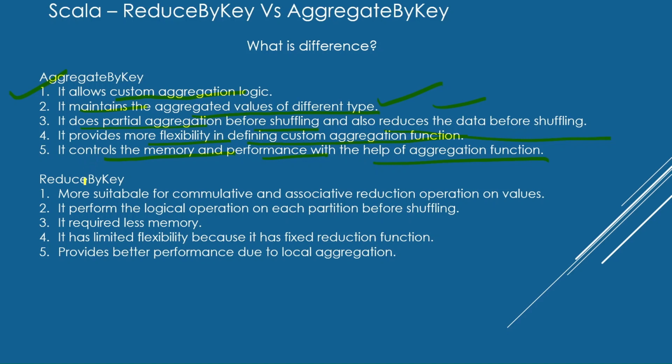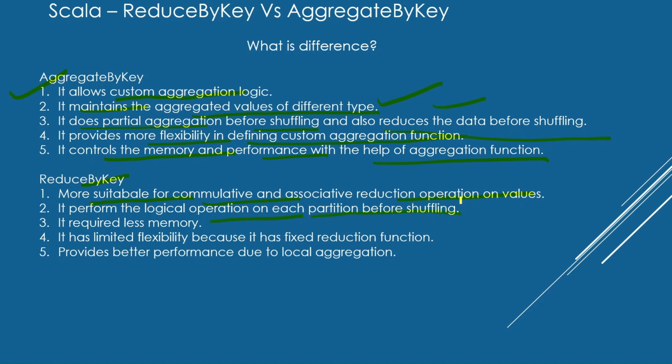Let's talk about reduceByKey. It is more suitable for commutative and associative reduction functions. So all the reduction functions applied with the help of reduceByKey are commutative and associative. If you are going to use commutative and associative reduction operations, then reduceByKey will be very performance optimized. It performs the logical operation on each partition before shuffling.